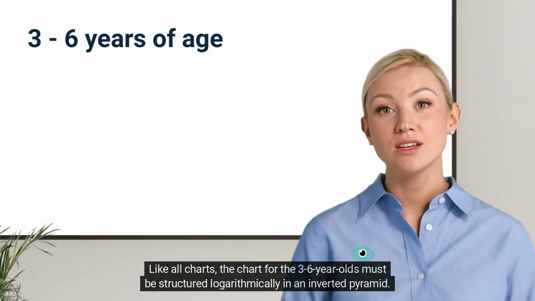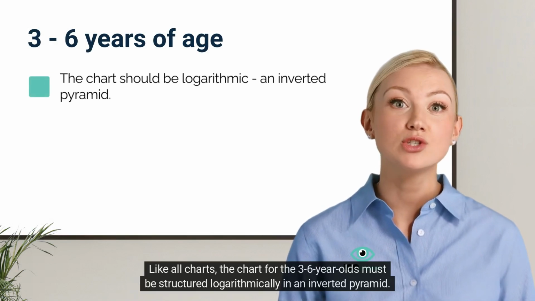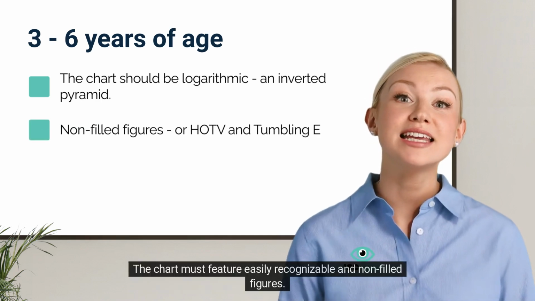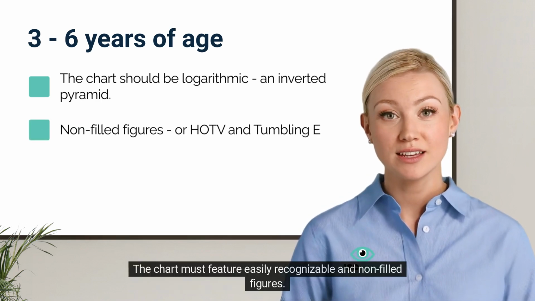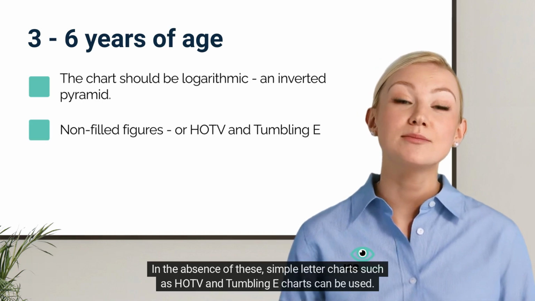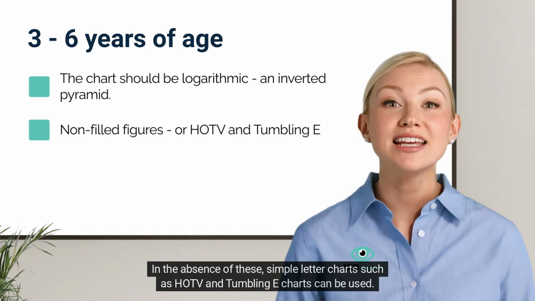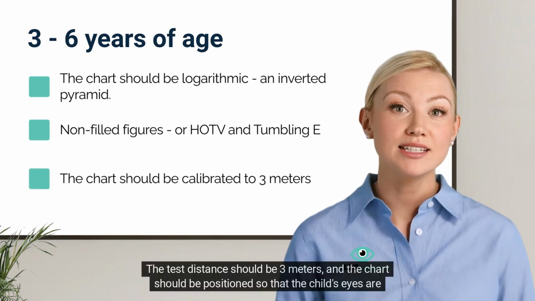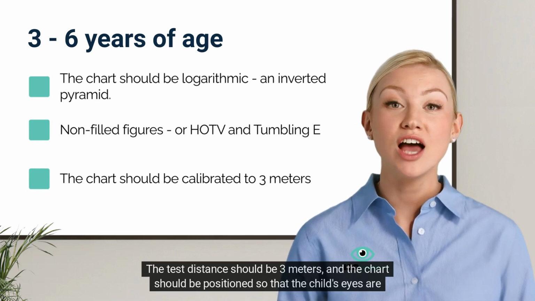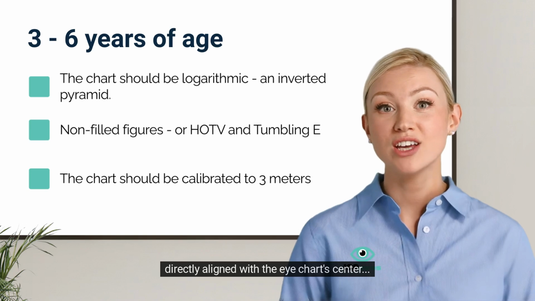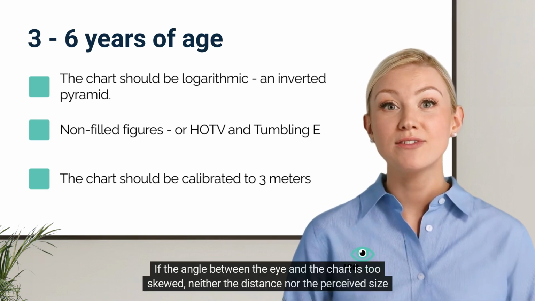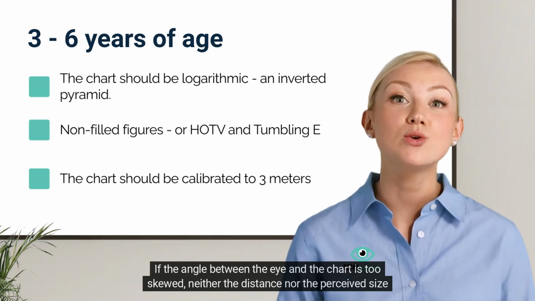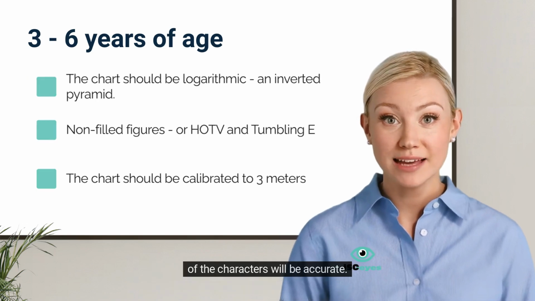Like all charts, the chart for the 3-6-year-olds must be structured logarithmically in an inverted pyramid. The chart must feature easily recognizable and non-filled figures. In the absence of these, simple letter charts such as H, O, T, V and tumbling E charts can be used. The test distance should be 3 meters and the chart should be positioned so that the child's eyes are directly aligned with the eye chart's center. If the angle between the eye and the chart is too skewed, neither the distance nor the perceived size of the characters will be accurate.